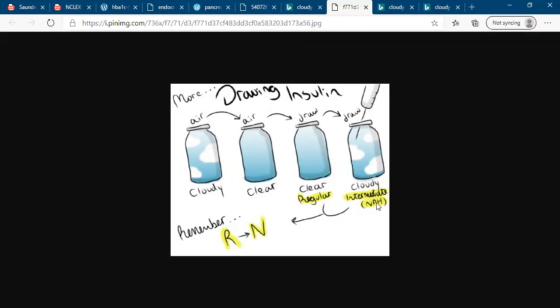Easy to remember: RN, R for register and N for nurses, right? R for regular insulin and N for NPH. So regular insulin is withdrawn first, then NPH. But we already know the other names of regular insulin: short-acting insulin or clear insulin. N means NPH, whose other names are cloudy insulin or intermediate-acting insulin.